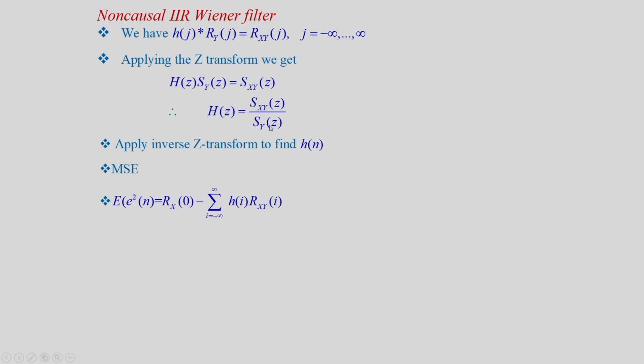Now, how to find the MSE? Again, the same orthogonality principle we can apply. The MSE is equal to E of e(n) times x(n), where e(n) is x(n) minus summation h(i) y(n minus i), i going from minus infinity to infinity, because the remaining part of the error will be orthogonal to the data part. Therefore, only this expression will come, and that is equal to R_x(0) as the first term, minus summation h(i) R_xy(i), the cross correlation, i going from minus infinity to plus infinity.